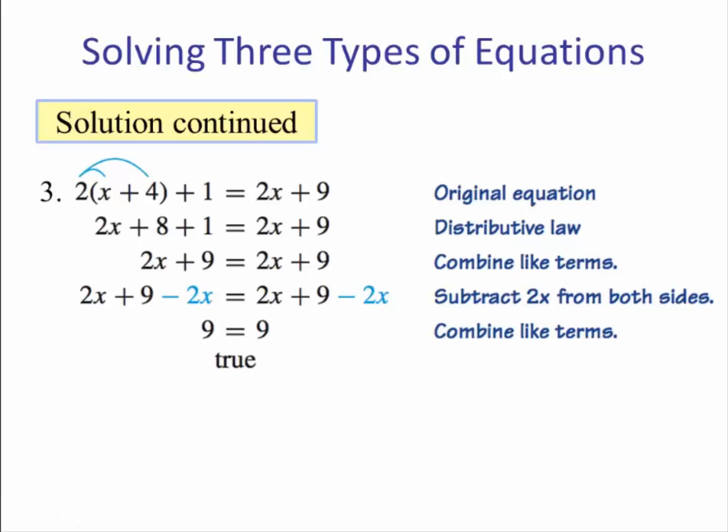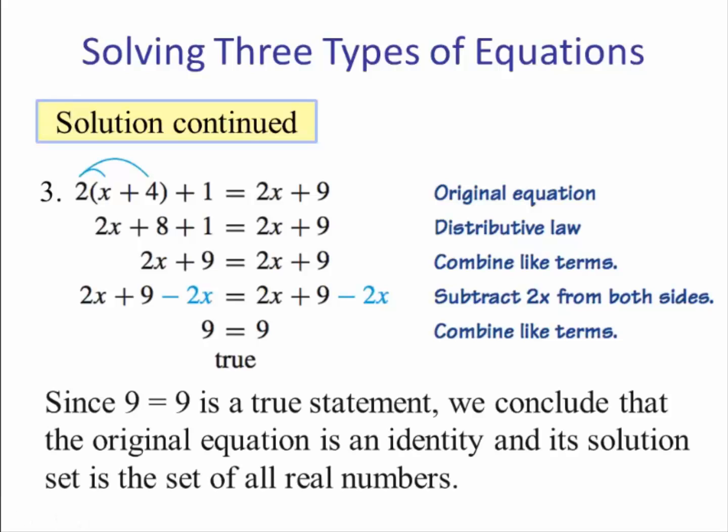Now this is a true statement, and since 9 equals 9 is a true statement, we conclude that the original equation is an identity and its solution set is the set of all real numbers. So for this equation, you put in any value for x, it will always give a true statement.